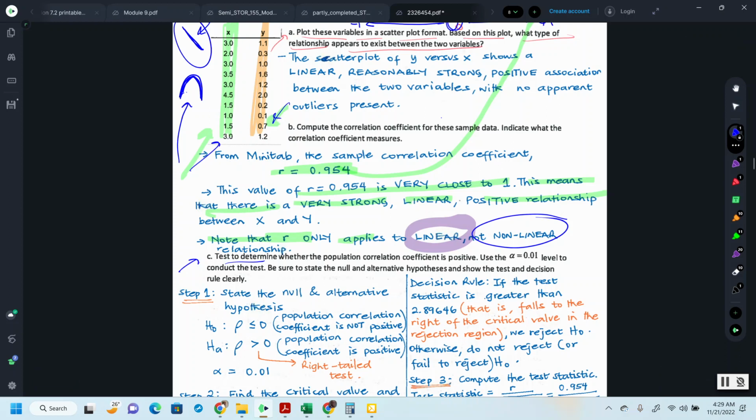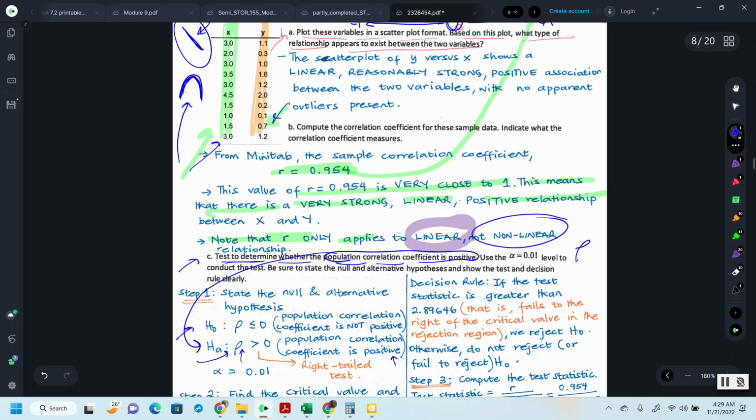That is, testing for the significance of the correlation coefficient. So in this question, we want to test whether the population correlation coefficient is positive. And that is why in the alternative, I'm testing if the population correlation coefficient, which is written as rho, is a number greater than 0. So I want to check if it is positive.